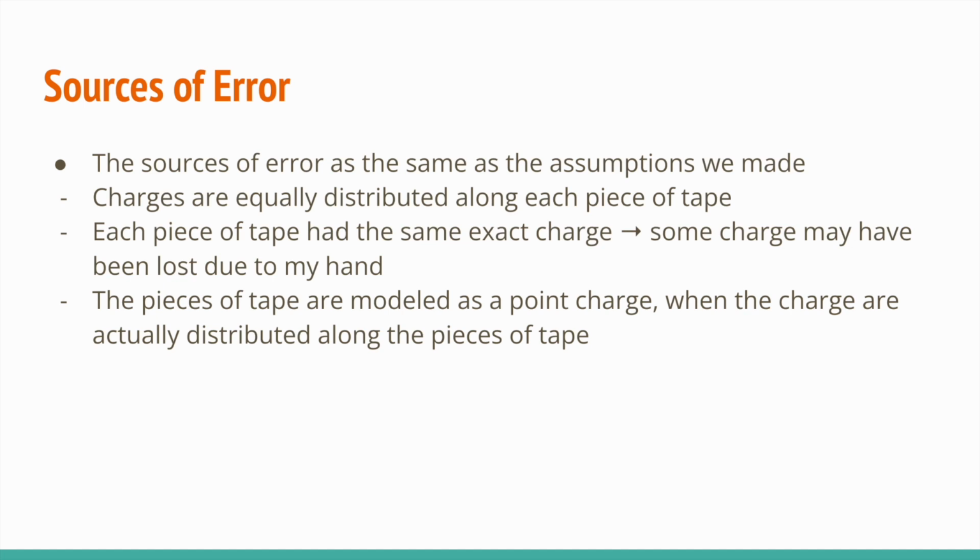Possible sources of error in this lab are the same as the assumptions we made. We assumed that the charges are equally distributed along each piece of tape when really they are not perfectly equally distributed. We also assumed that each piece of tape had the exact same charge, where some charge on one of the pieces of tape may have been lost due to my hand. We also modeled the pieces of tape as a point charge when really the charge is distributed along the pieces of tape.